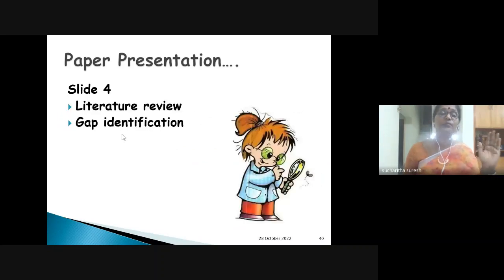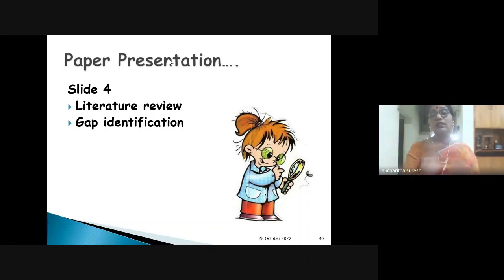Next, slide 4, literature review or gap identification, only one slide. Now, how can you give the literature review, you may ask. Don't give anything there. You just mention that these are the literatures I have referred. That's all. But you give the referencing, which are the literature, the references you give, okay?